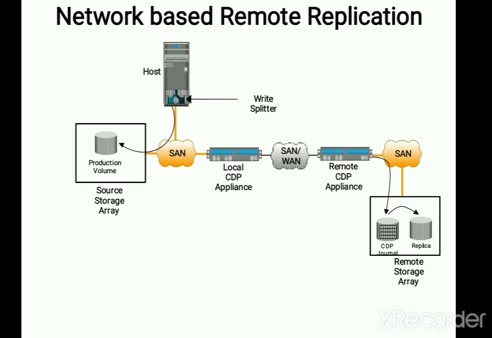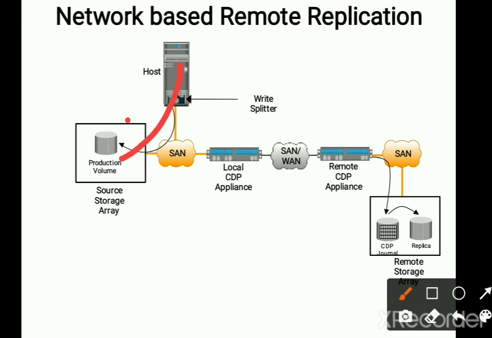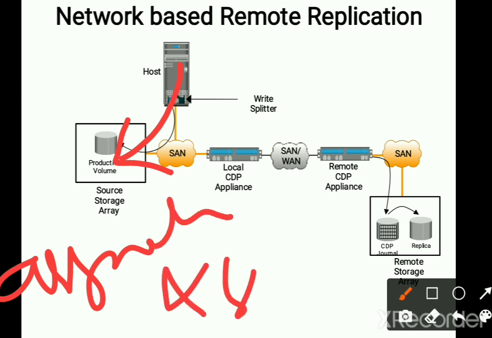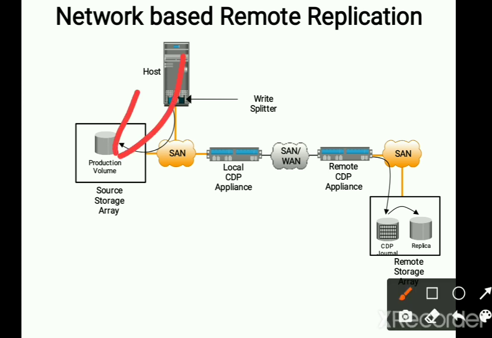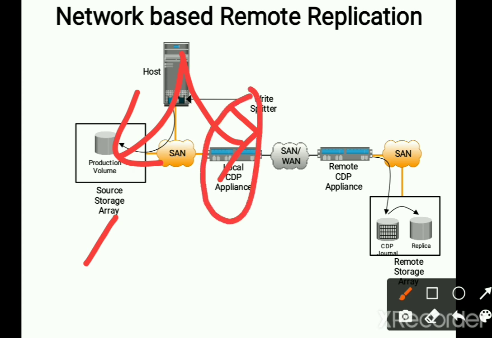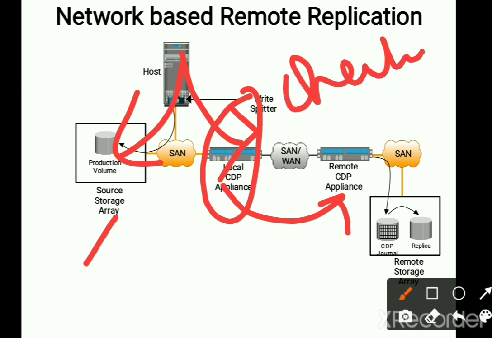If I have to explain it in very simple terms, please remember again that it is done using both synchronous and asynchronous methods. Simply, from the host the data will be split into two copies. One will be moved to the source storage, and another one will be moved to the remote. The local CDP appliance is going to transfer it to the remote CDP appliance. Before it is transferred, it is going to calculate the checksum, so that the data will not be altered.